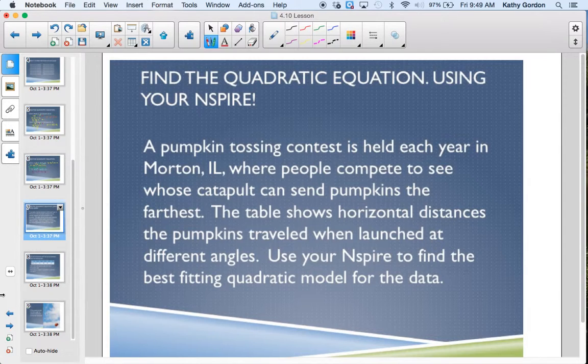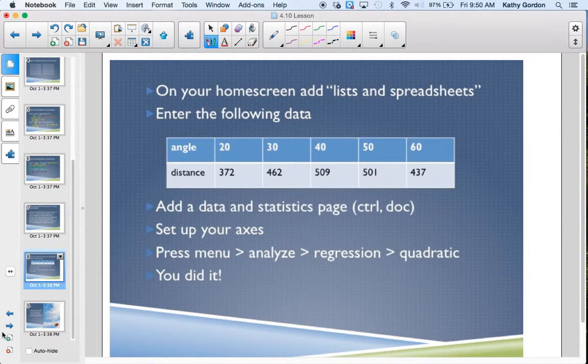So here's the situation. There's a pumpkin tossing contest in Morton, Illinois every year, where people compete to see whose catapult can send pumpkins the farthest. The table shows horizontal distances the pumpkins traveled when launched at different angles. Use your Inspire to find the best fitting quadratic model for the data. So here's our table.